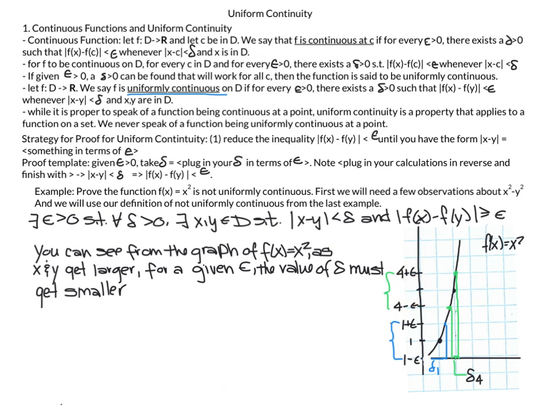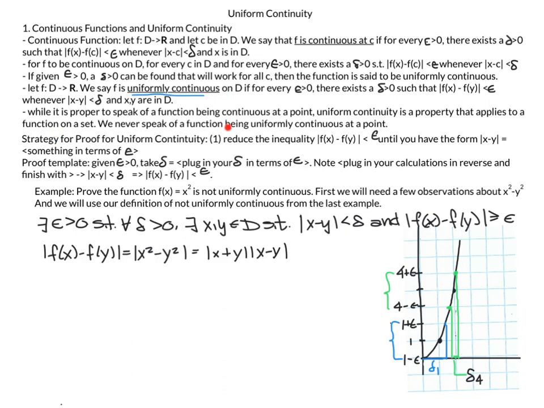But for a given epsilon, delta gets smaller. In other words, we don't have one delta that will satisfy this condition. It's like we were talking about, for f to be continuous, there exists a delta, but your delta might be different for each c, and in this case it is because it's not uniformly continuous.